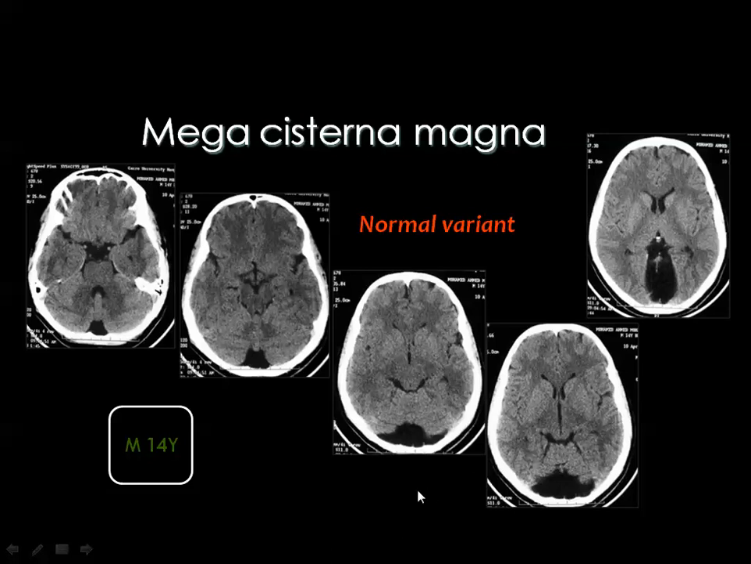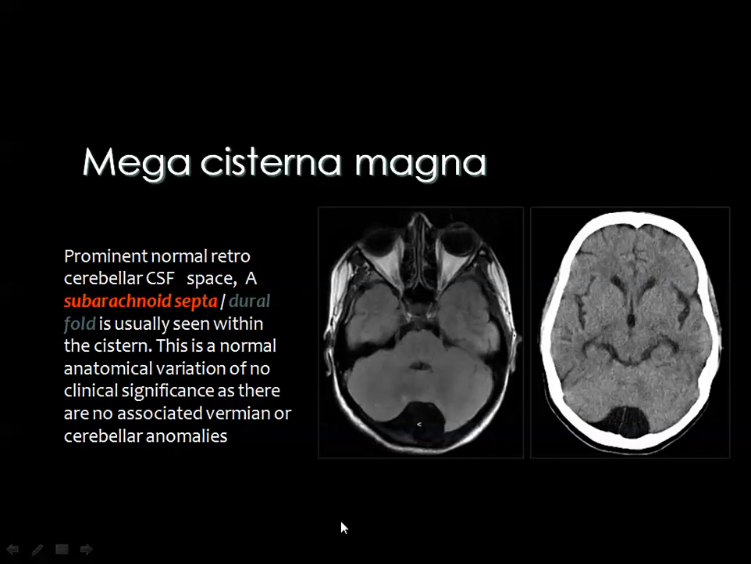The cisterna magna is big, but the vermis is present. The fourth ventricle is of normal size. The supratentorial ventricles are normal. The cerebellum is well developed, and this is known as megacisterna magna. The megacisterna magna is a normal variant, just an enlargement of the cisterna magna posterior to the cerebellum.